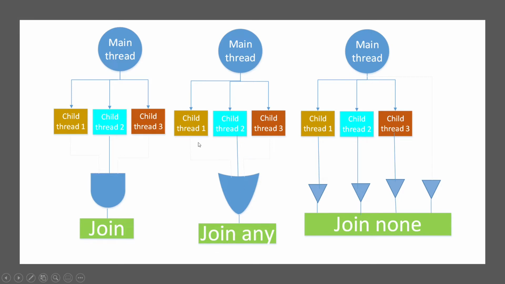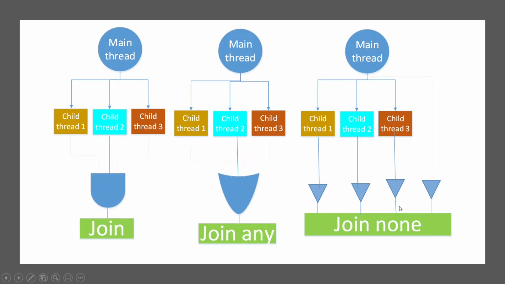But it's not going to disable the rest of the threads. The rest of the threads will execute: thread 1 and thread 3 will go in parallel with the main thread. Once child thread 2 completes, it is join any. That means once any one is complete, it comes out of the fork join, and the main thread and the other two threads will run in the background together. That's the meaning of it.